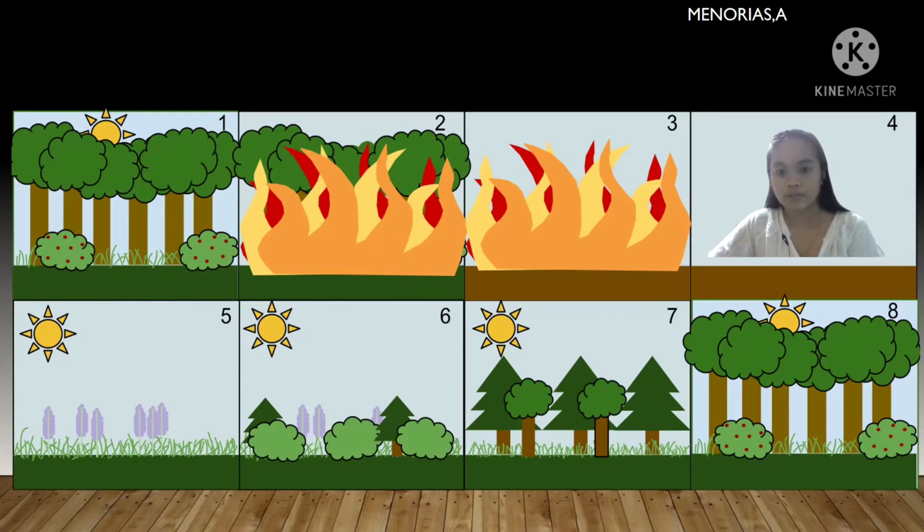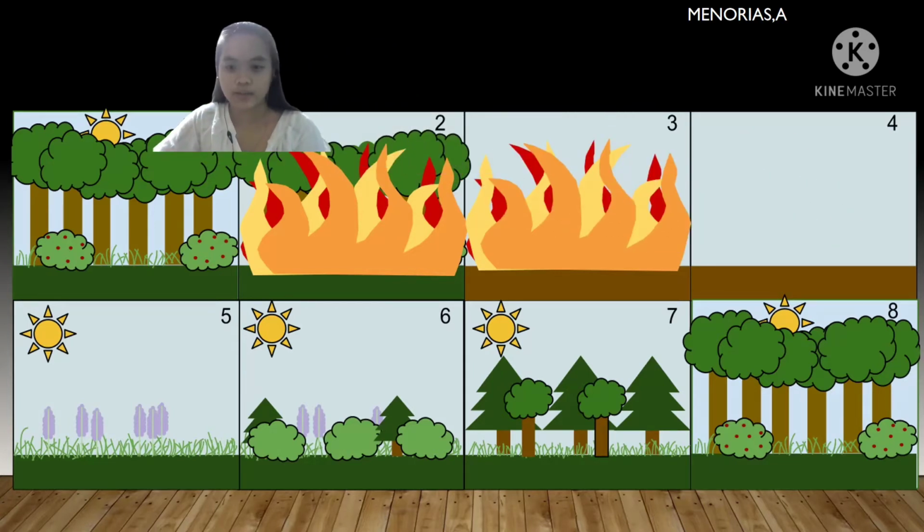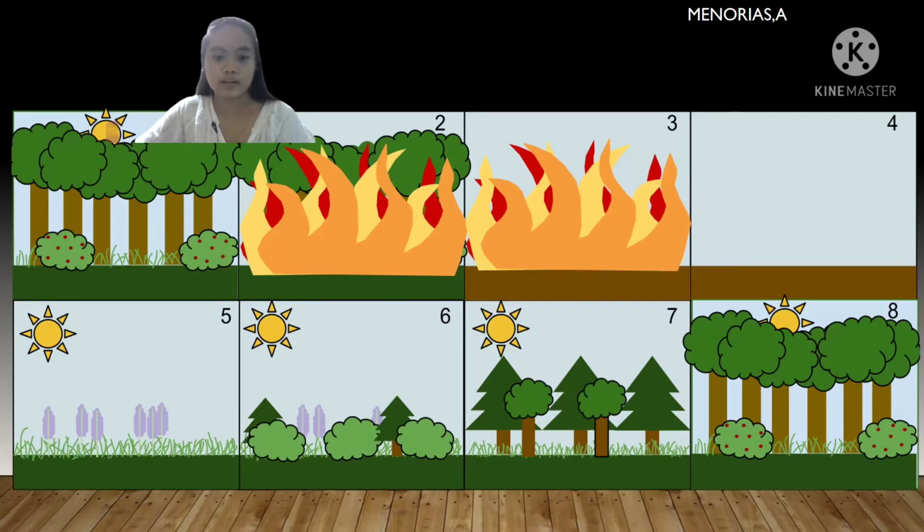The third one, wala na jud ang forest, so na-burn na siya. In the fourth stage, wala na jud siya tanan. There's no fire, there's no tree, there's no life. Then the fifth stage, as time goes by, magkahinay-hinay, mutubo na pud ang mga grasses, mga leaves, small shrubs until such time from 6 to 8 magkahinay-hinay na siya until ma-form na pud ang forest. So there is life again.